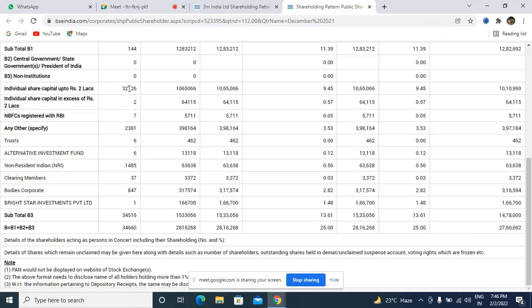If you have shares of 3M India worth 1 lakh rupees in your demat account, then you belong to this category. Okay, so this is the percentage. You can see NBFCs registered with RBI hold this much stake. Any other specify, you can see these are the people who are holding. So putting it all together, it is 25%.